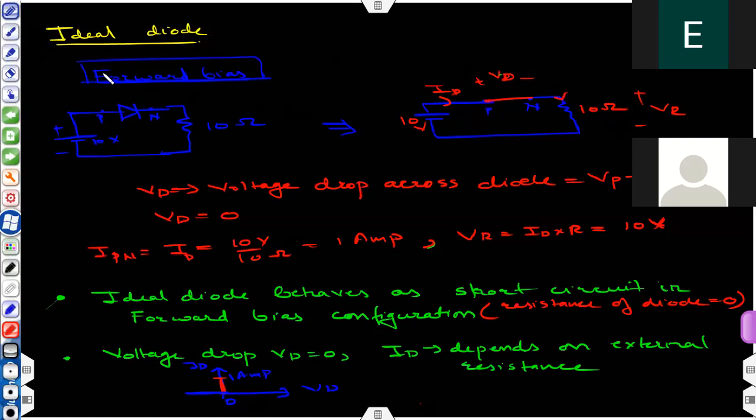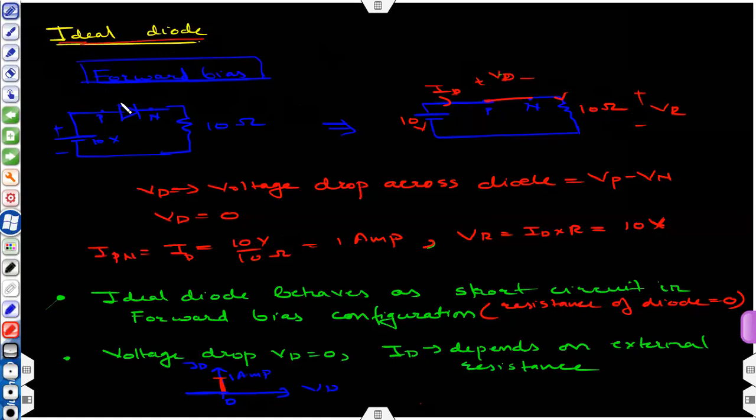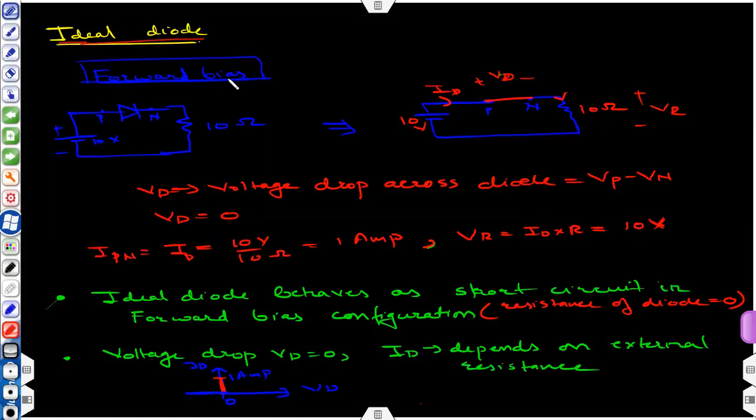Okay, so in our last class, we started discussing the PN junction diode, and we briefly discussed the characteristics of the diode. I will recap this, and then we will proceed. So, the ideal diode.